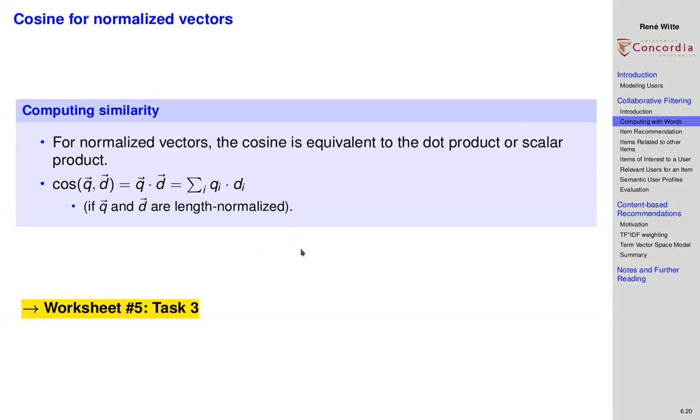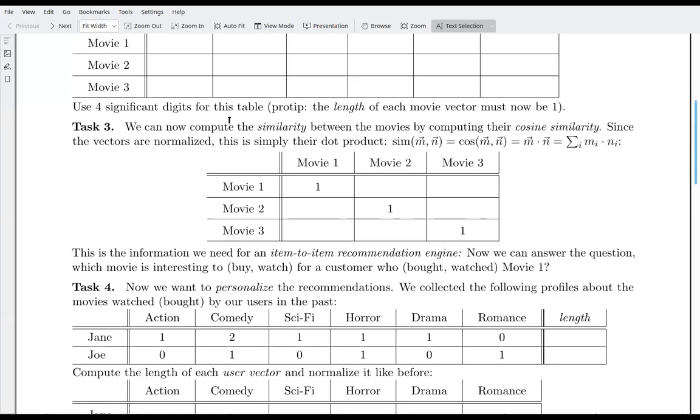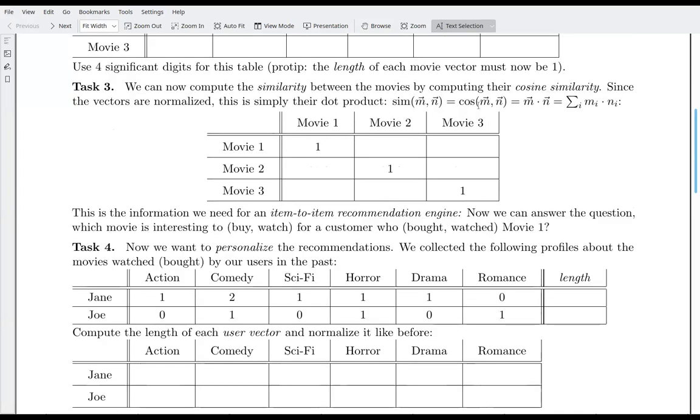So to see how this works, there is another task on the worksheet. So based on the vectors that you just computed here, the normalized vectors, you can just compute the dot product between two movies to get the similarity between them. So you can fill in this table here to say how similar are two movies in this case.